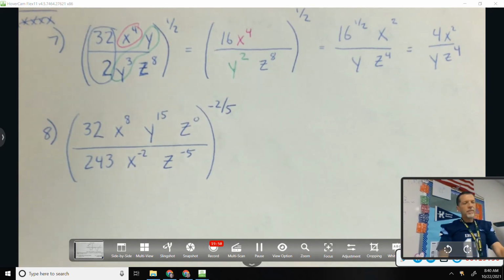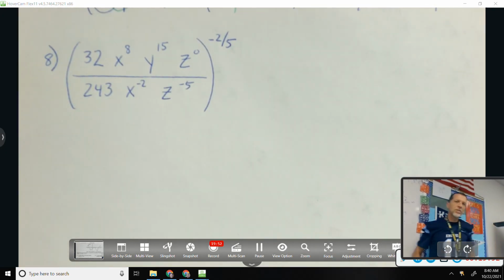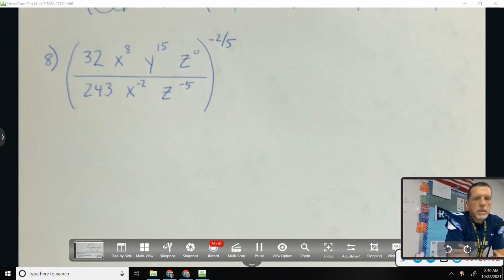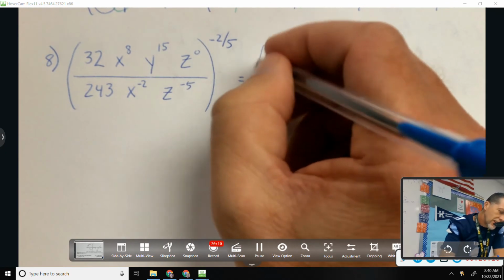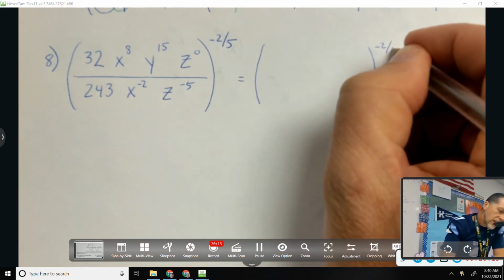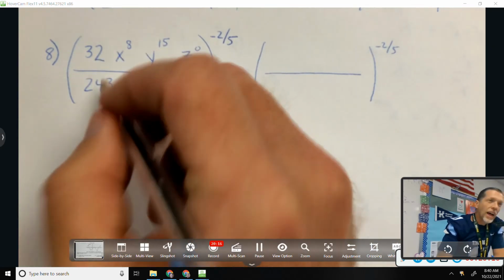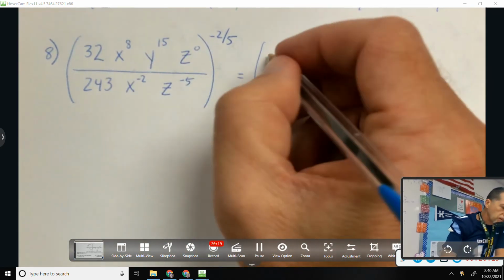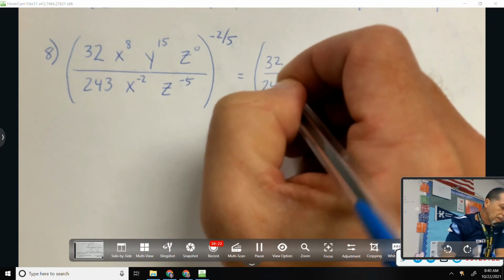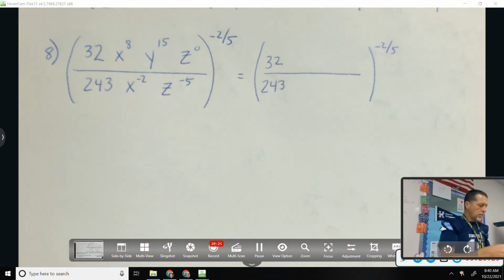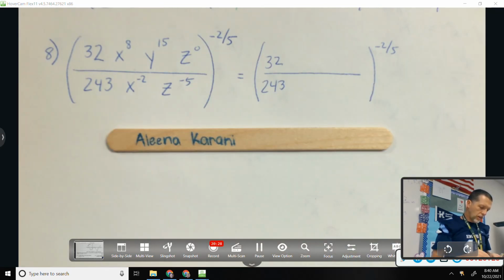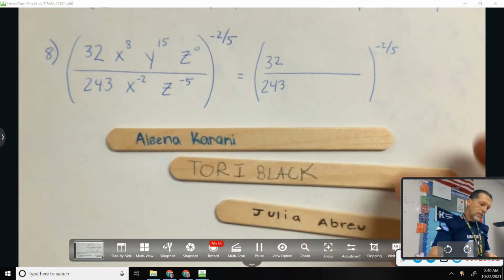So get all that copied down, and then we'll work through x's, y's, z's, numbers. It's not bad. You just go slow and steady. 240. Big numbers, big numbers, big numbers. That doesn't reduce. You're right. 32 and 243 doesn't reduce. We'll worry about that later. You always need a calculator. Well, we still have another... X's to deal with, and Y's to deal with, and Z's to deal with.